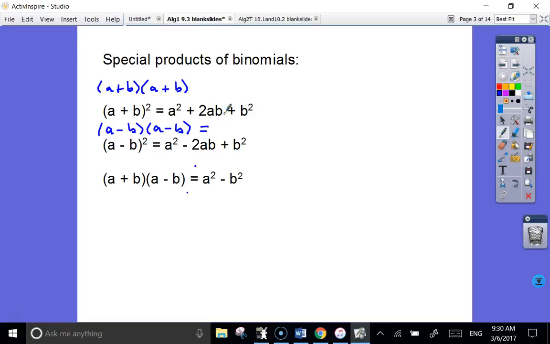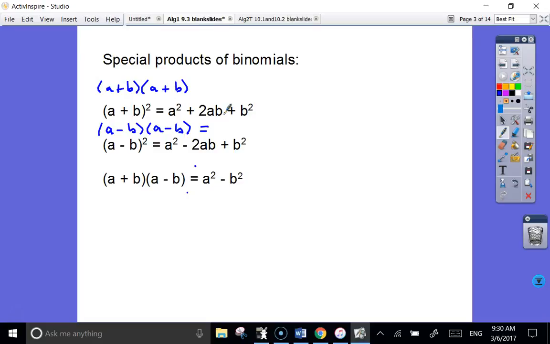So anytime you've got a binomial squared, right, it's the first term squared and the last term squared and 2 times the inner product. This is the outer, that's the inner. Okay, now look at this one, it's different.